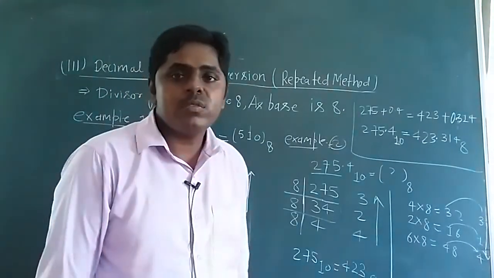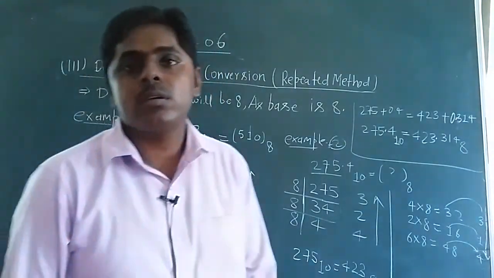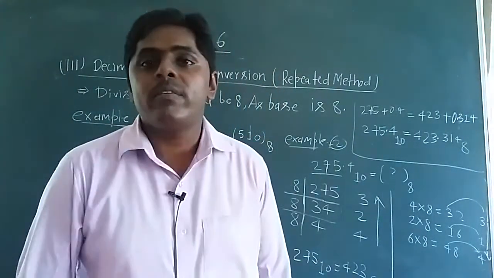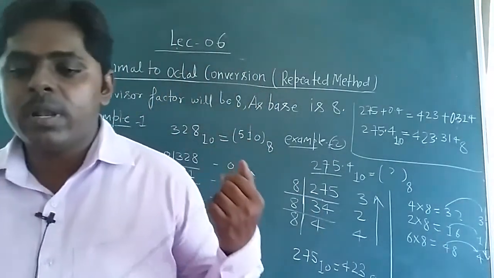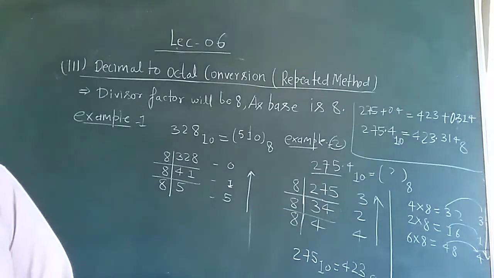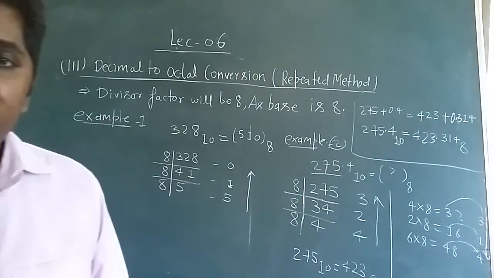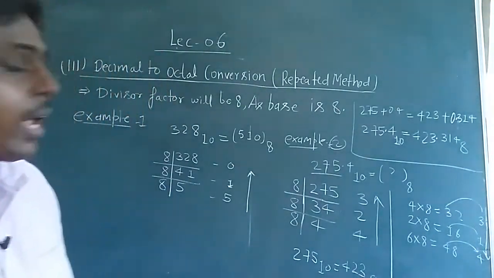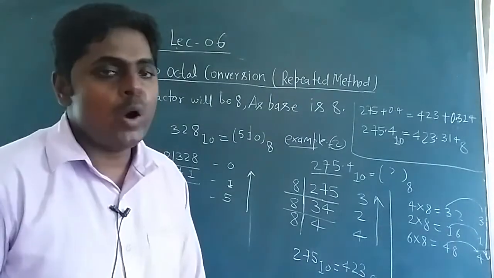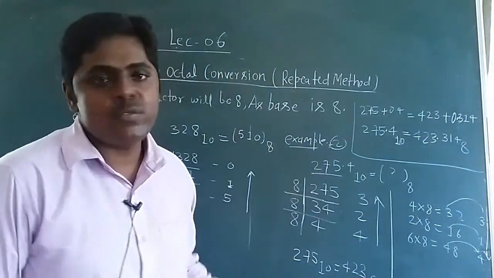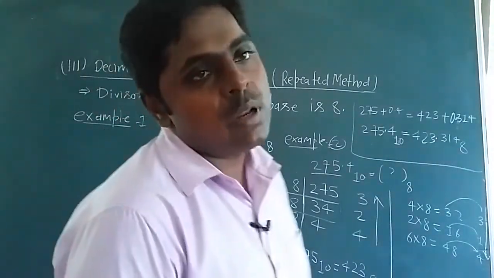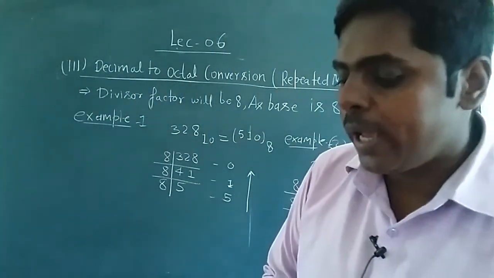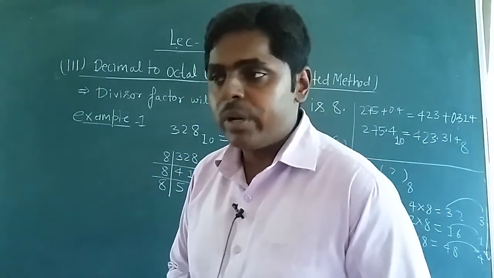In this way we can calculate the octal number of any decimal number which has a decimal point. So I hope this method is very easy for you and you can easily convert any decimal number into an octal number. See you in the next video lecture.